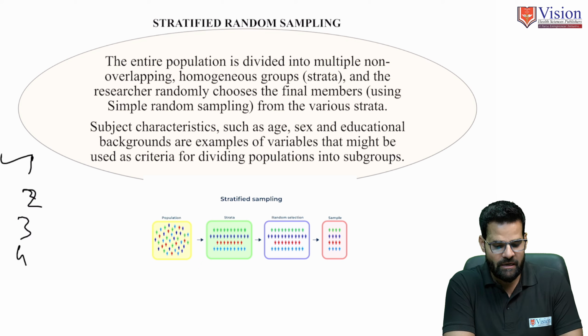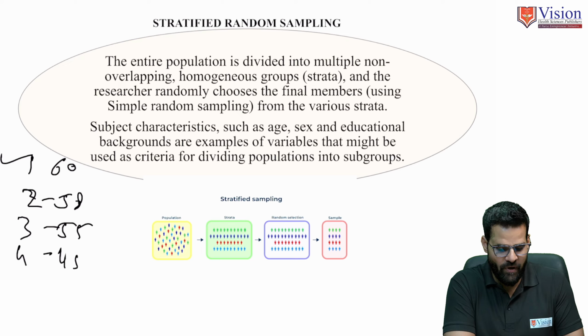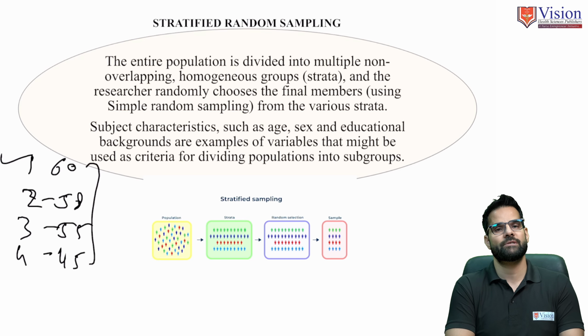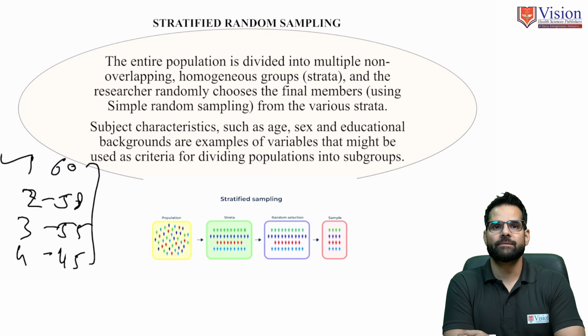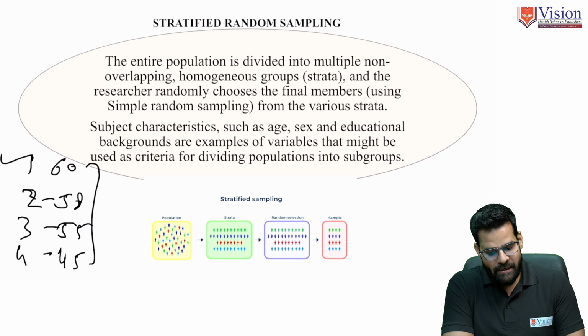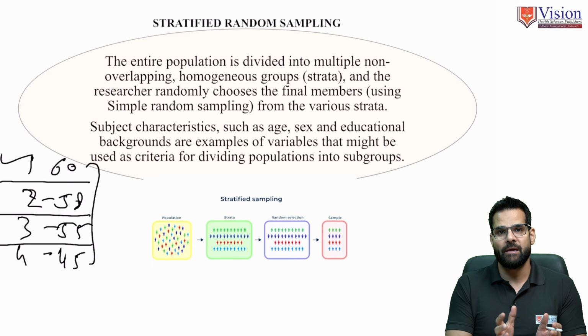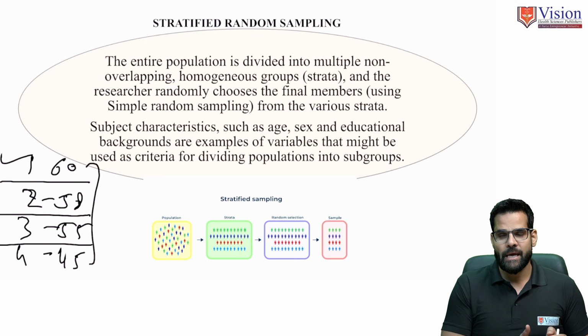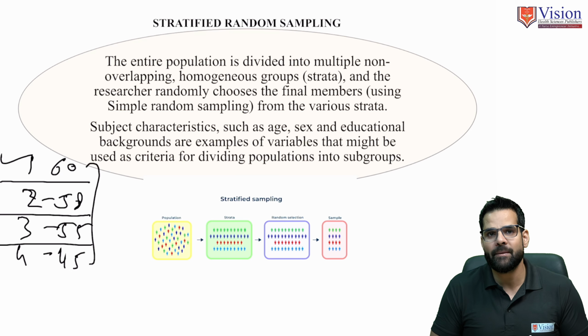Okay, like first year, suppose there are 60 students, second year there are, let's say, 58 students, third year there are 55 students, and fourth year there are 45 students. Okay? These are the students. So what you can do is ensure that every student group, or every stratum, meaning grouping, like first year, second year, third year, fourth year, will be represented in the sampling.